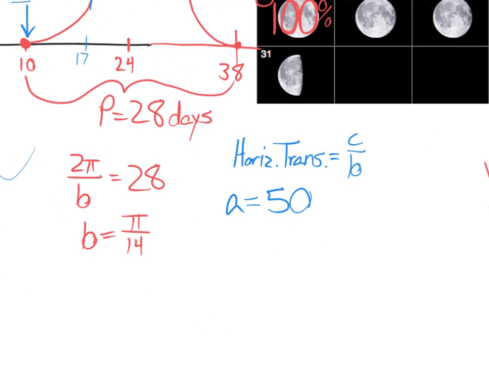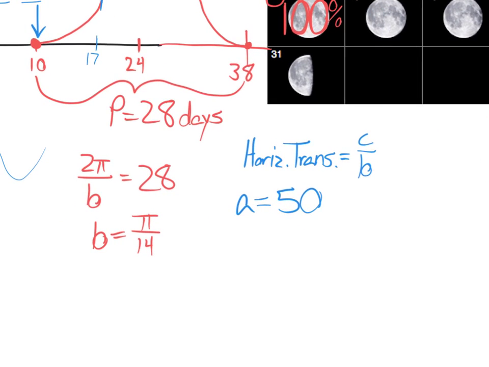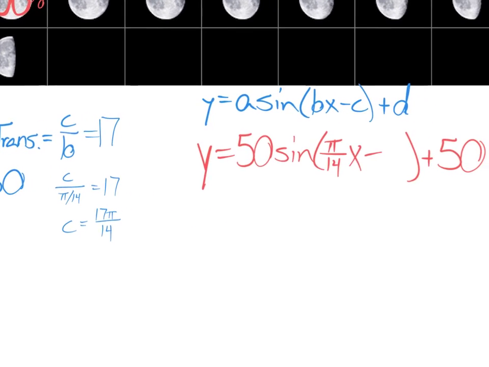So now, since the horizontal translation equals 17, that's so much easier than C over B. But we still need C over B, because the shift equals C over B, and B is pi over 14. So we have C over pi over 14 equals 17. We multiply by pi over 14 and get 17 pi over 14. There we go. 17 pi over 14, and that's the last piece of our model.